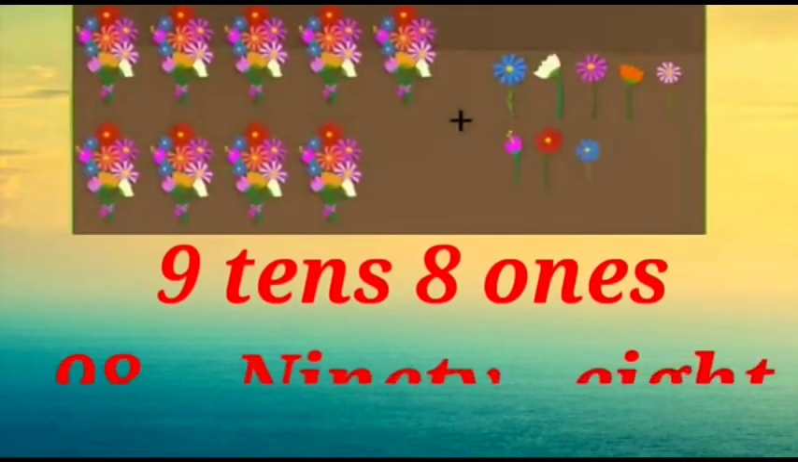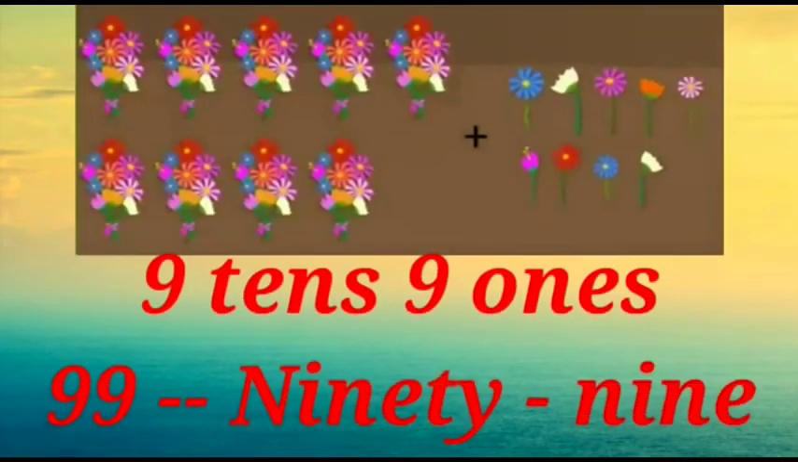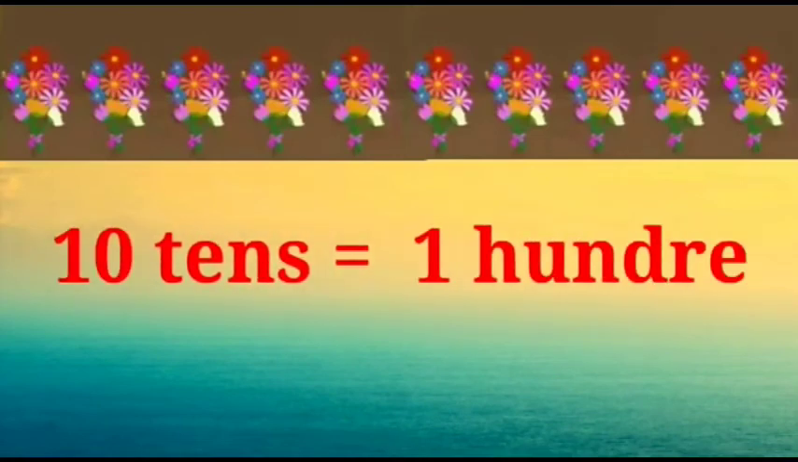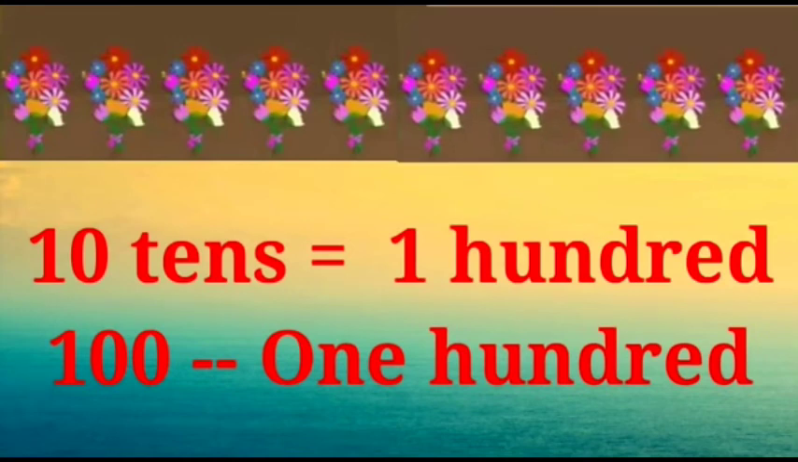9 tens, 8 ones, 98. NINETY, 90, EIGHT, 8, 98. 9 tens, 9 ones, 99. NINETY, 90, NINE, 99. If we add 1 one to the 9, it will become 1 more 10. Now, how many tens are there, children? 10 tens are there. So, 10 tens makes 100. What is the spelling of 100 here? How many hundreds are there? 1 hundred is there. So, O-N-E, 1, H-U-N-D-R-E-D, 100.